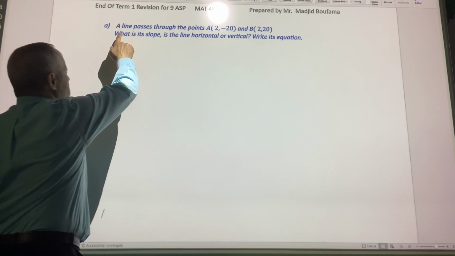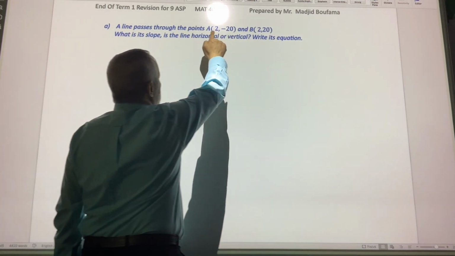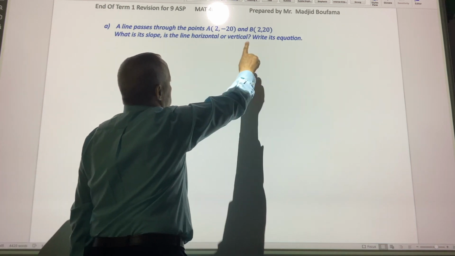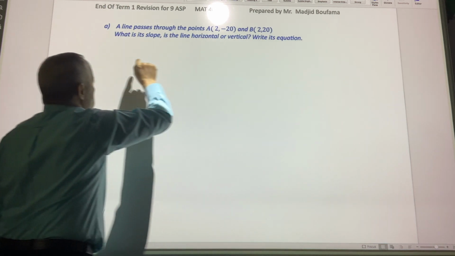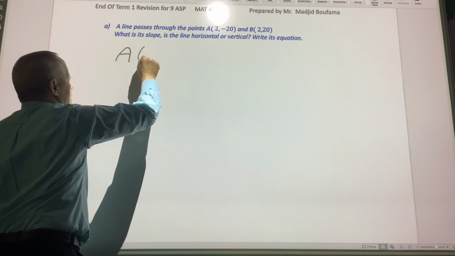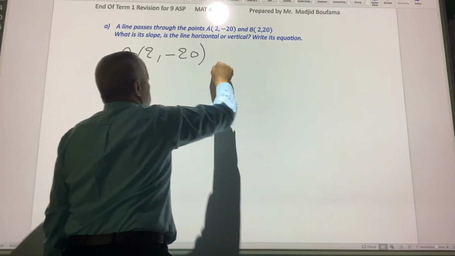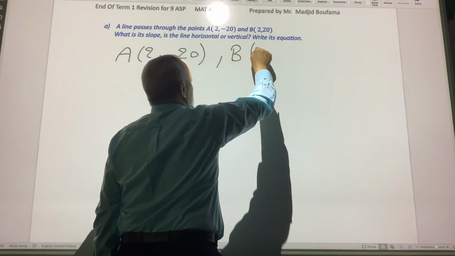So in this question, a line passes through points A and B. What is the slope? Is the line horizontal or vertical? Write its equation. My 2 points here are A: 2 and negative 20, and B: 2 and 20.